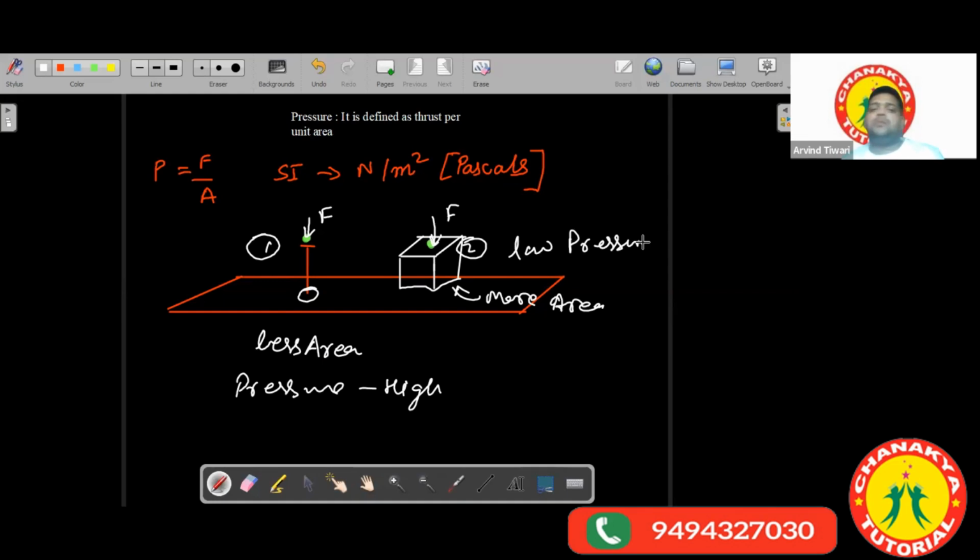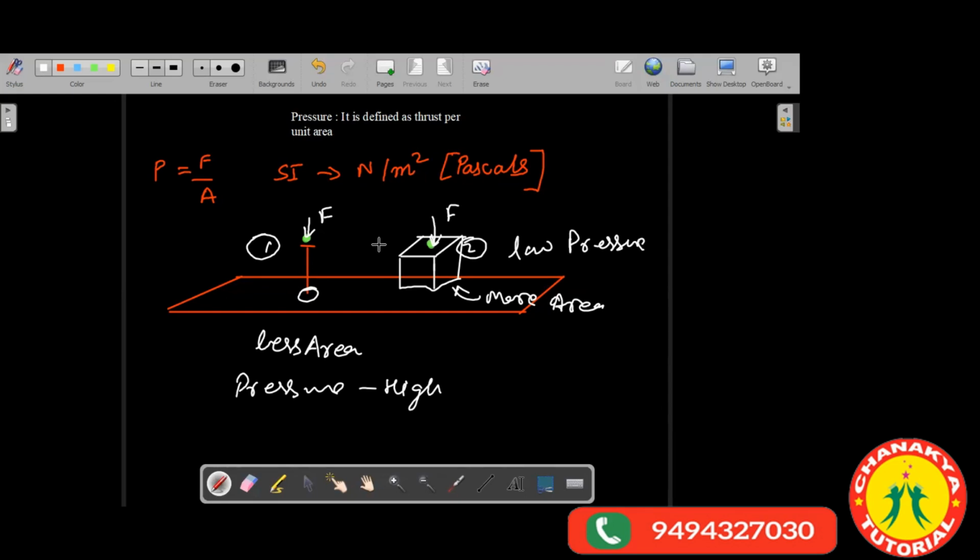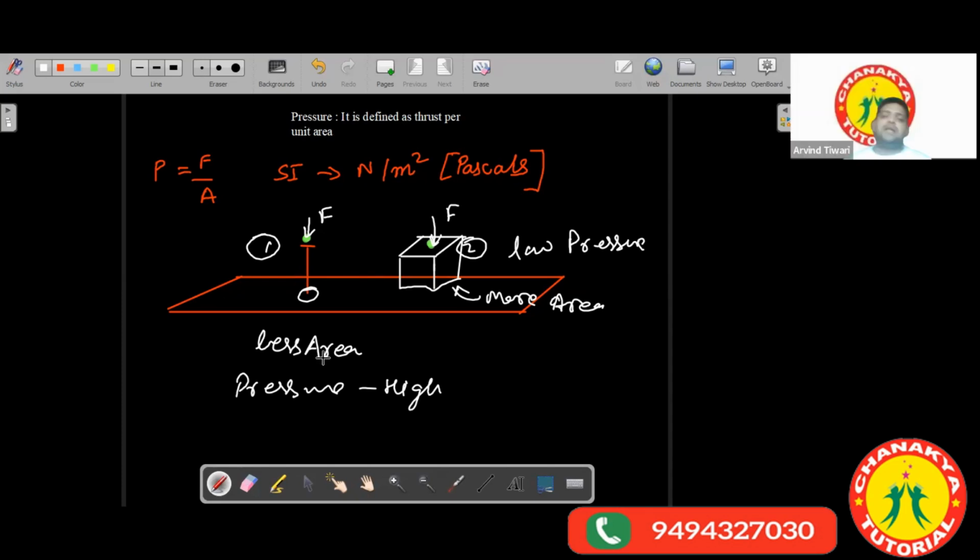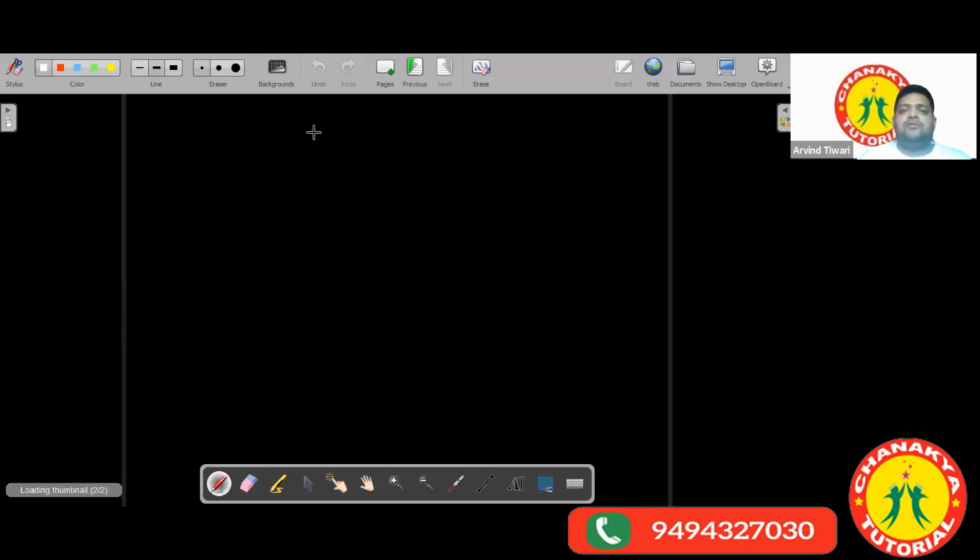So I think up to now, everyone has understood the context of pressure. Yes, sir. Yes, sir. So here, everyone has understood about what is pressure. Now we'll move on to pressure exerted by fluids. So we are mainly going to study about the fluids. And fluids include both liquids and gases. So we'll have pressure exerted by fluids.